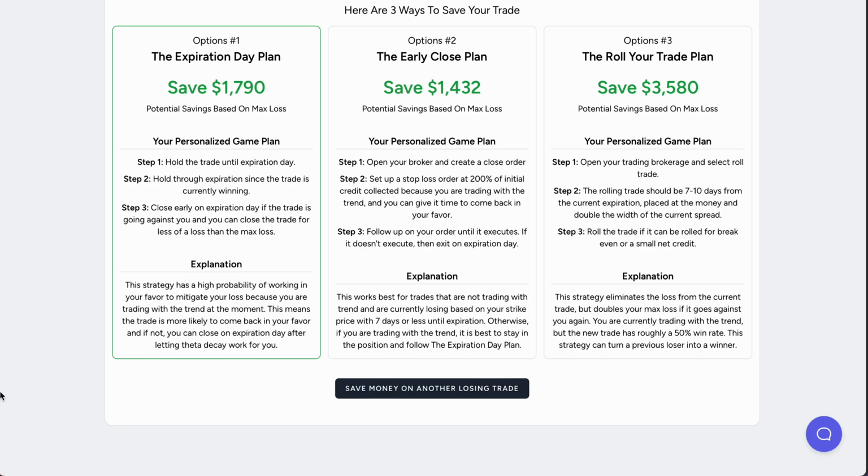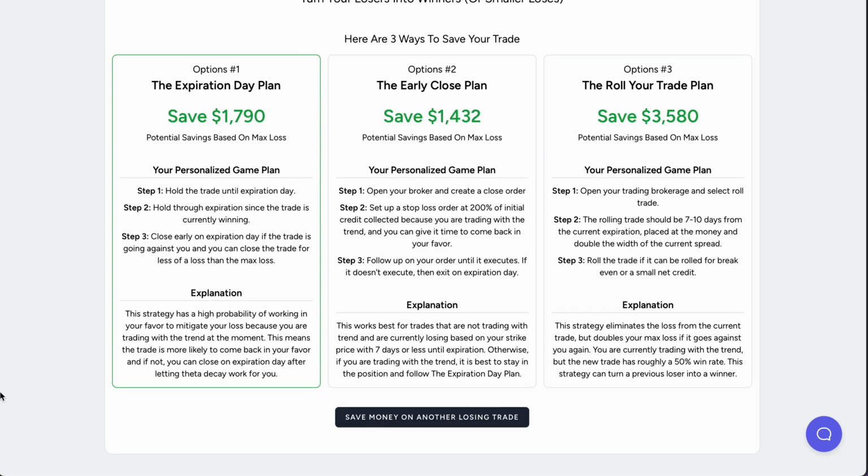So again, if you're trading credit spreads, number one, understand that you're going to take the max loss. If you're not comfortable with the max loss, size down. Number two, understand you're only losing on a credit spread trade if it has broken your strike price. Number three, pick your ideal way to mitigate your loss, either the expiration day plan, the early close plan, or the roll your trade plan.